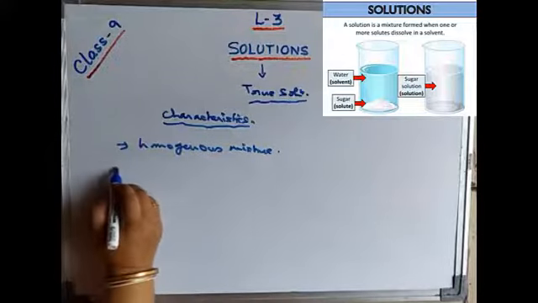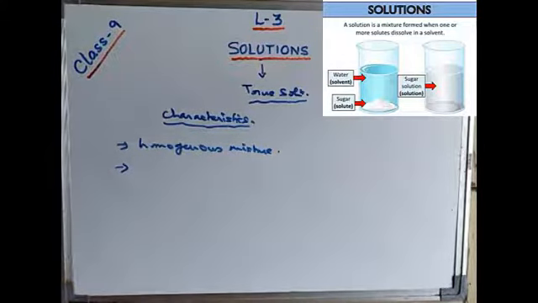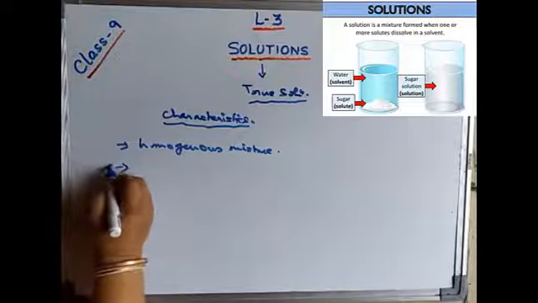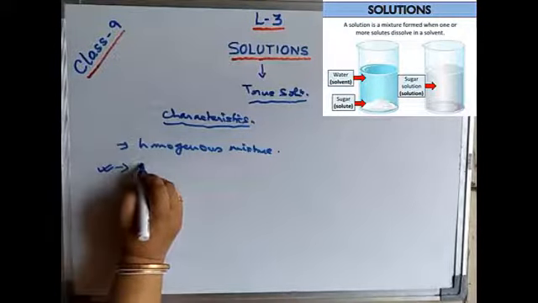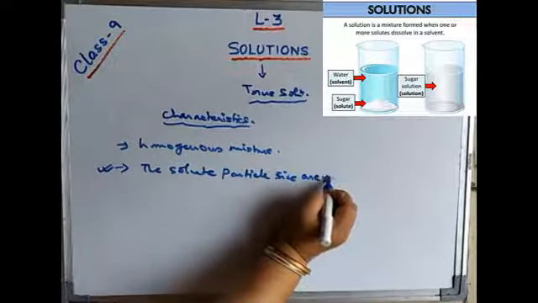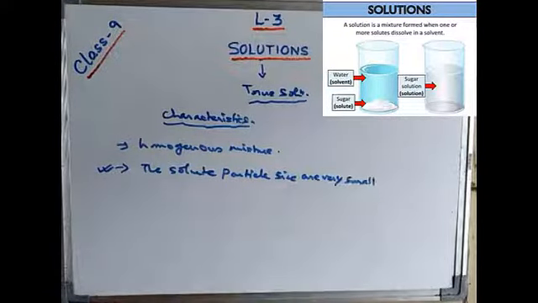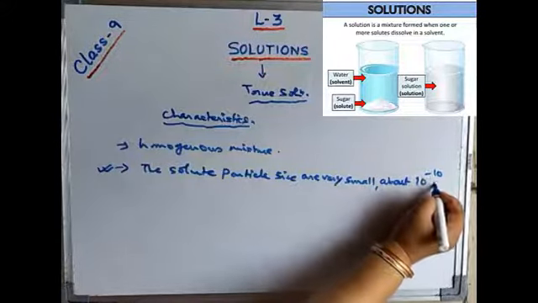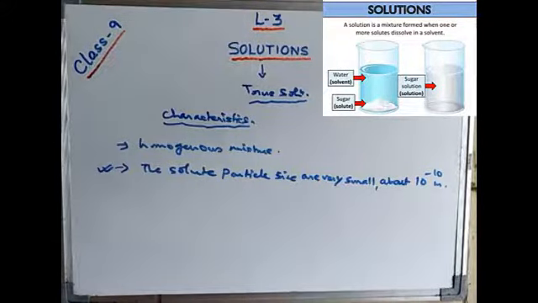A true solution is also a homogeneous mixture. The second point is very, very important: the solute particle size is very small. What is the size? About 10 to the power minus 10 meter. You can understand how small it is.